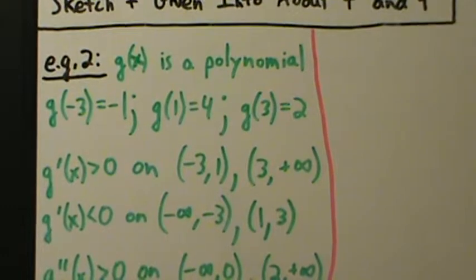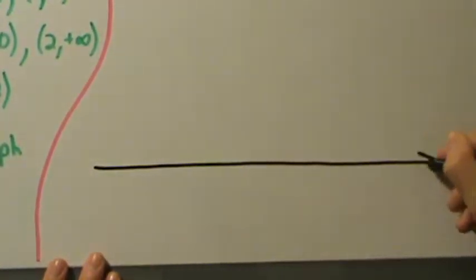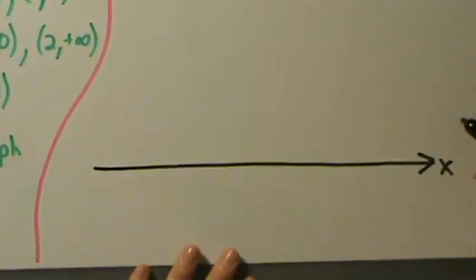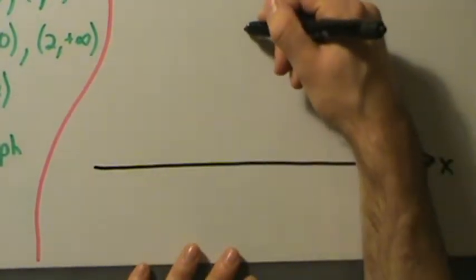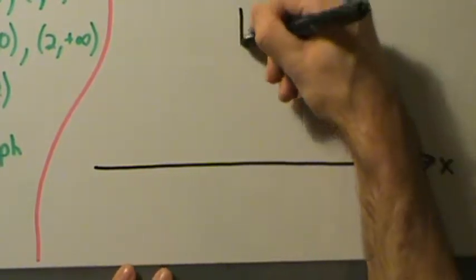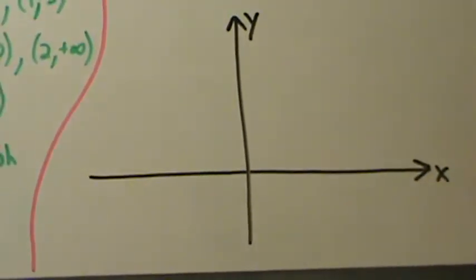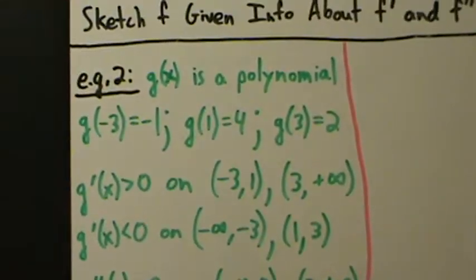So let's go ahead and make our graph down here. X-axis. How tall do we have to go? Kind of tall. Y-axis. Okay, so what are the points?